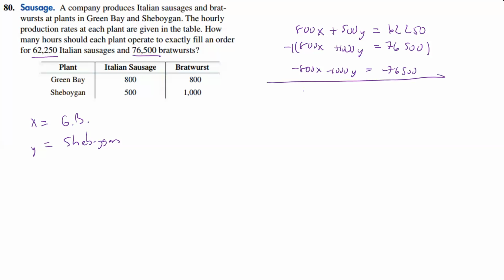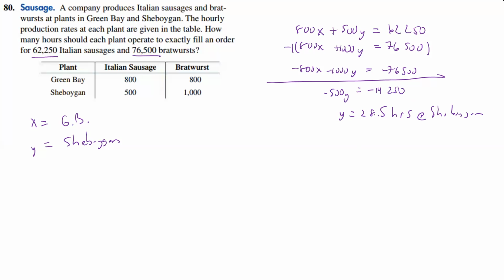Now we can take this plus that, that's going to be 0, right? And then we'll take that plus that, that's going to be negative 500y. And if we take 76,500 minus 62,250, that's going to give us 14,250. That's a negative, and so we divide by negative 500, so y is equal to, I'm just going to do that in my calculator, 14,250 divided by 500. Looks like 28.5. And these are going to be in hours, so y is 28.5 hours at Sheboygan.